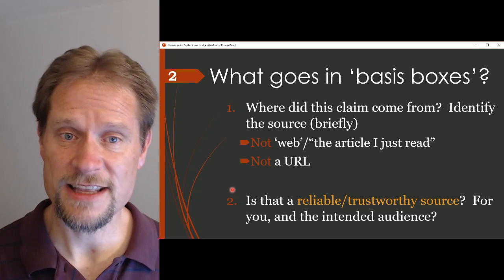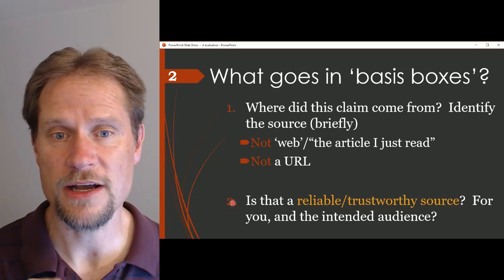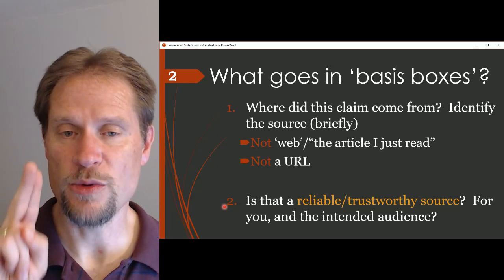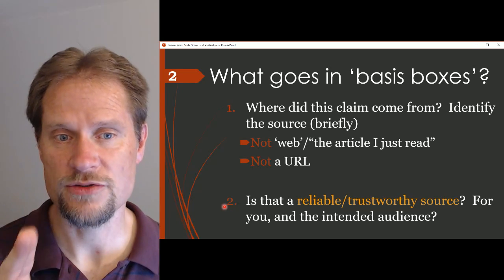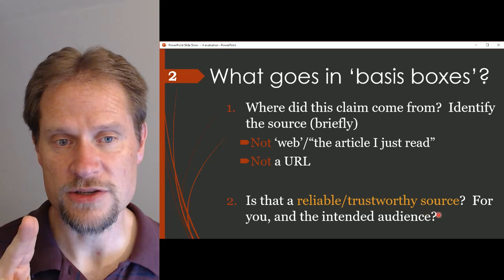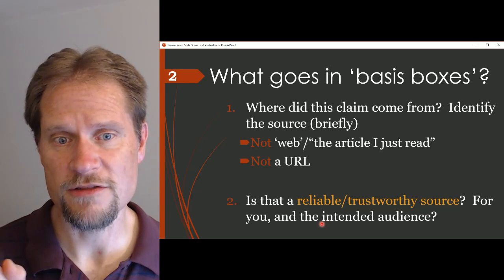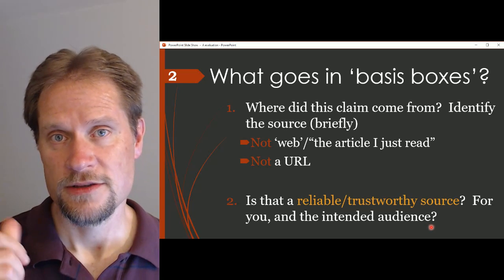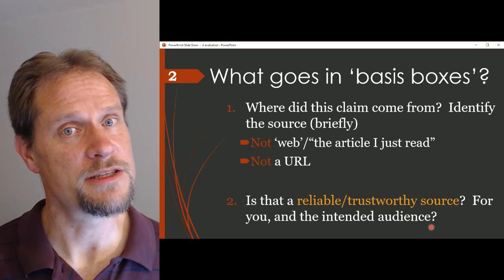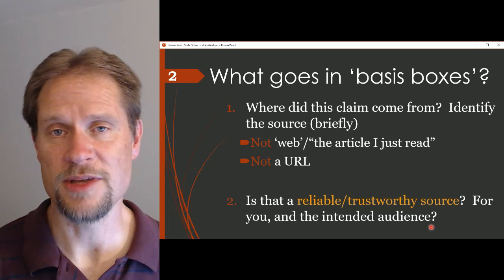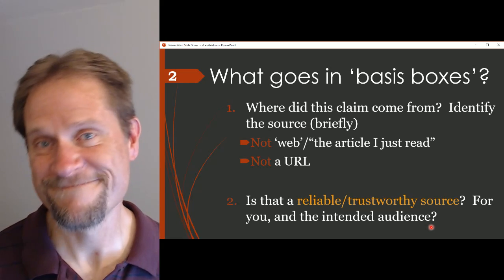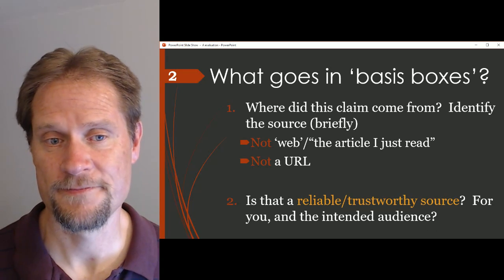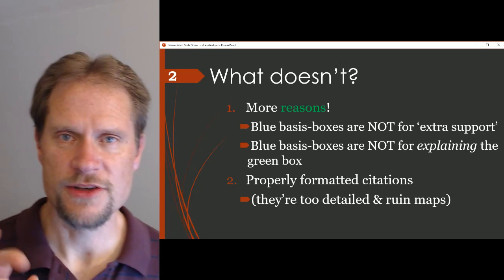Okay, and then the second thing that needs to go in the basis box is in the typing there. The first thing is to identify the source fairly specifically. And then the second thing is that evaluation of that source's reliability and trustworthiness. Okay, and you need to focus on primarily not just yourself, but the intended audience of that argument. Because some sources are going to be trustworthy for some audiences, but some sources are going to be yelled at as fake news by other audiences. So you've got to keep that in mind, right? Because we tailor arguments for particular audiences. All right, so those are the do's.